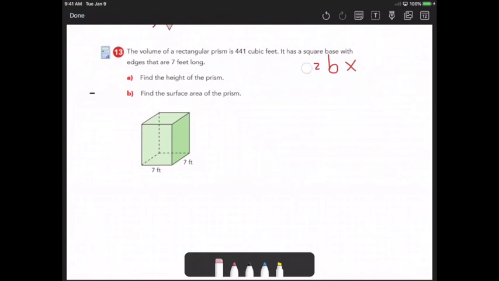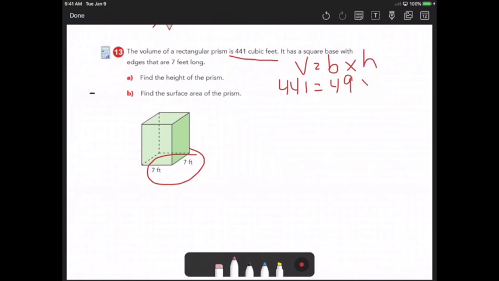So we know volume equals base times height. So if I look at this, we got a couple things. We got volume, which is 441, equals the base. The base is 7 times 7, which is 49, times the height. Now, you need to solve for the height. So figure that out. Then when you're done, you're going to do the surface area.